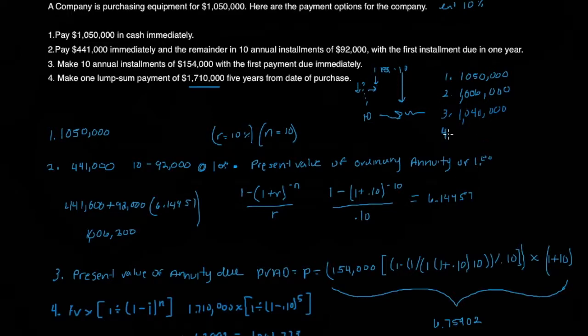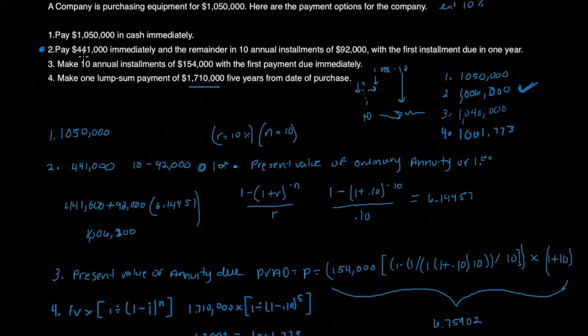So I'm going to go up here, write 4, 1,061,773. Okay, guys, so in this scenario, you want to pick the least you will have to pay. That is going to be $1,006,000. This is your winner here. It'd be most advantageous for this company to pick this payment method. And to refresh your mind, payment method 2 is pay $441,000 immediately and the remainder in 10 annual installments of $92,000 with the first installment in the first year, within year one.